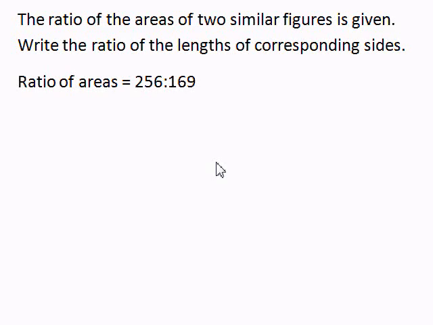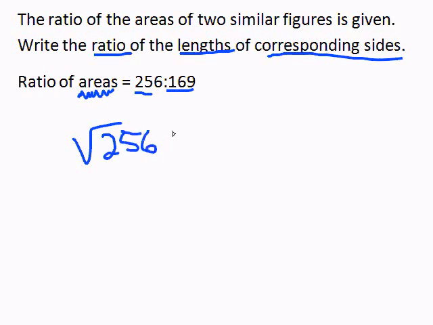Now we can also go backwards when we're writing our ratios. If we look at this problem right here, it asks us to find the ratio of the lengths of the corresponding sides, and we're given the ratio of the areas. Well, if you're given the ratio of the areas and you're trying to go backwards to the ratio of the side lengths, you're going to undo what you would have done to get from the lengths to the areas. In other words, instead of squaring these, since they give us the areas, we're going to take the square root of them. So it's going to be the square root of 256 to the square root of 169.